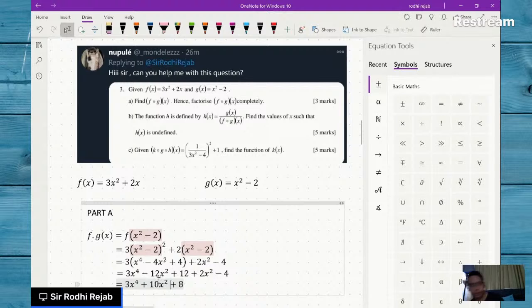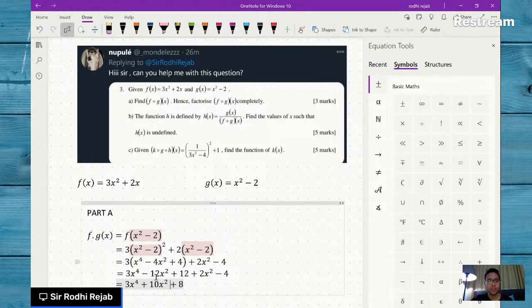And now we need to factorize. Okay, if you're wondering why I'm not playing any music, yesterday we played a lot of music because I got a warning from YouTube.